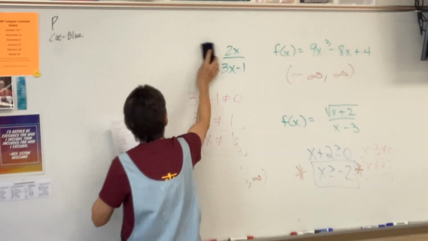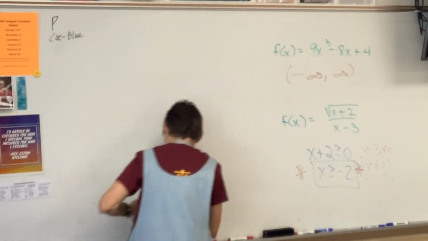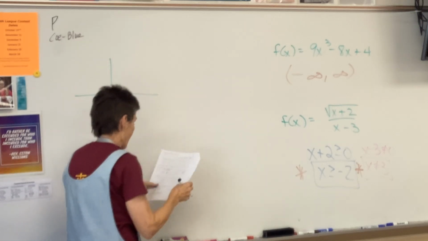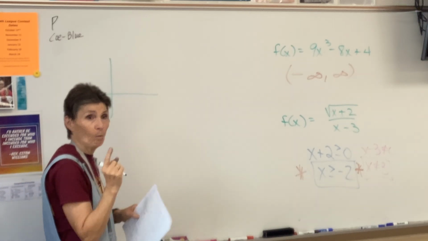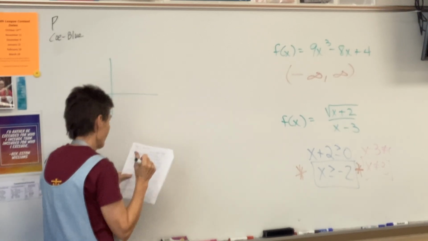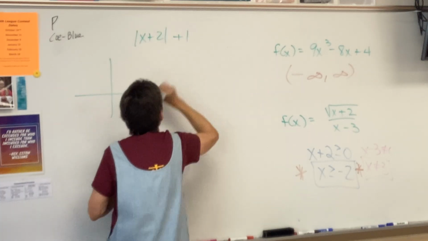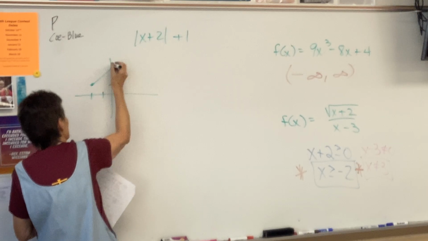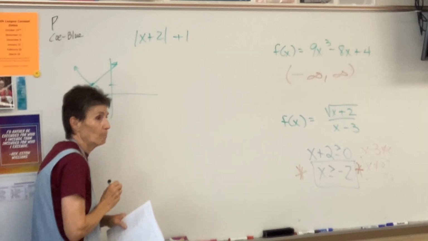All right, now we're back to our sketches. Let's see if we can get these done before the end of the period. What's the first one look like? Absolute value. It's a V. It's gonna be up 1 and left 2. So I'm gonna have a V at -2, 1. Left 2 and up 1.